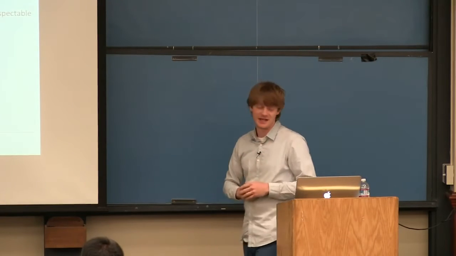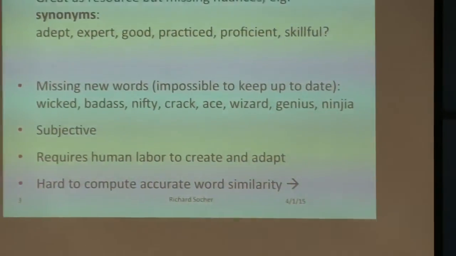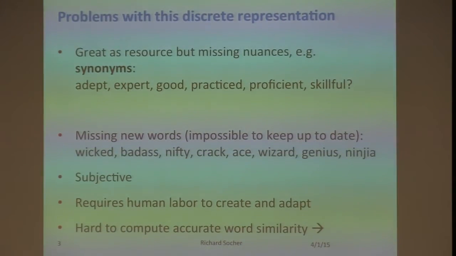These are synonyms. So what are some problems with this kind of discrete representation and trying to formulate all of that in this taxonomy? Well, one, you're really missing a lot of nuances. So according to WordNet, good is basically a synonym for one of its meanings with expert, practice, proficient, or skillful. But would we really use the term expert interchangeably with good? Probably not, right? So it's missing a lot of nuances, and also there are only so many people who could work on this project of setting up the taxonomy and keeping it up to date. And so it's basically impossible to keep it up to date.